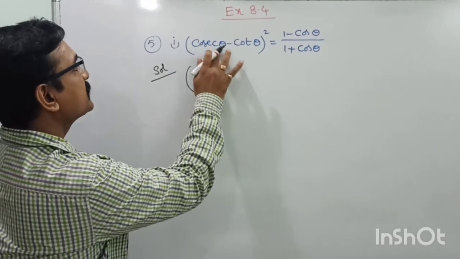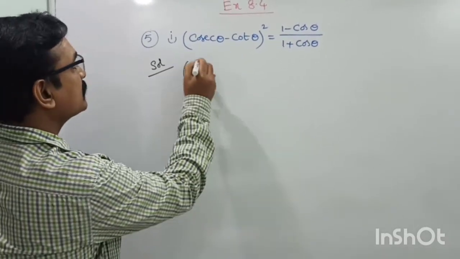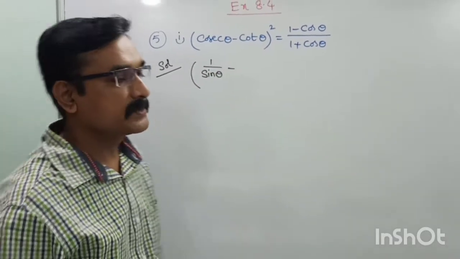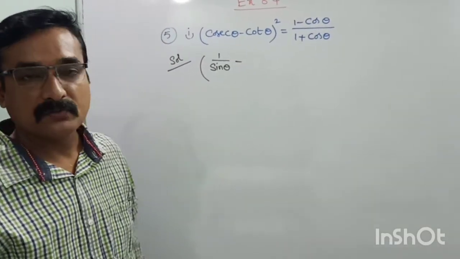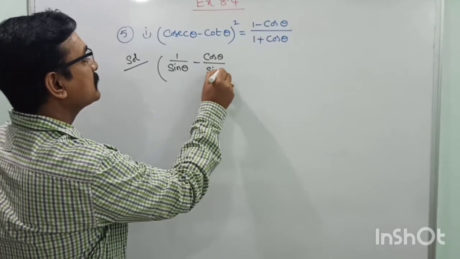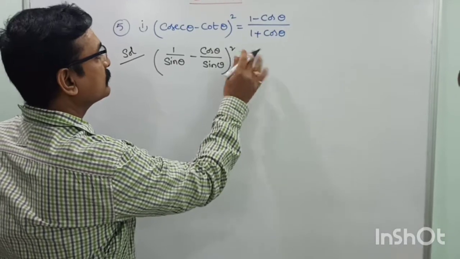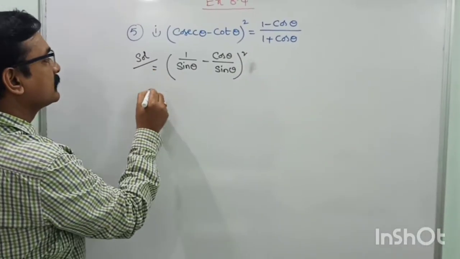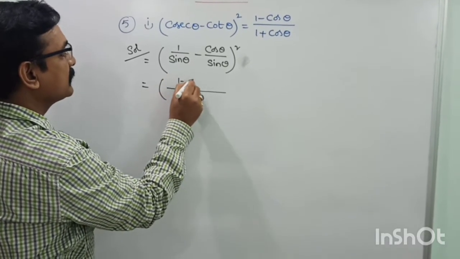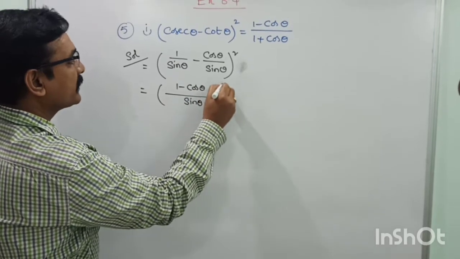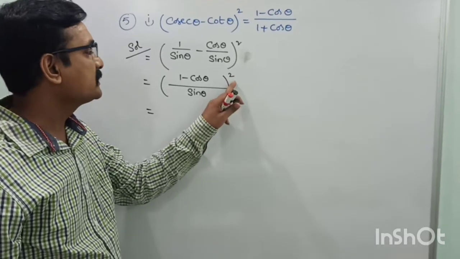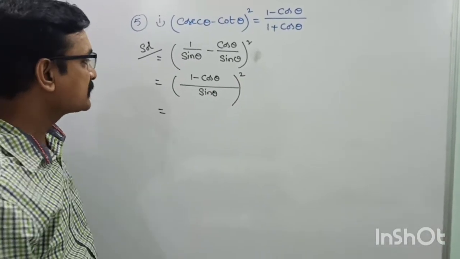Now first thing, cosecant theta is the reciprocal of sine. So we can write (1 by sine theta minus cot theta), and cot theta is the reciprocal of tan, or cos also we can write as cos theta by sine theta, whole square. That equals to, find the LCM. Sine theta is the LCM. Numerator we can write as 1 minus cos theta whole square. Now it is in the form of a by b whole square. That means the square belongs to both the numerator as well as the denominator.